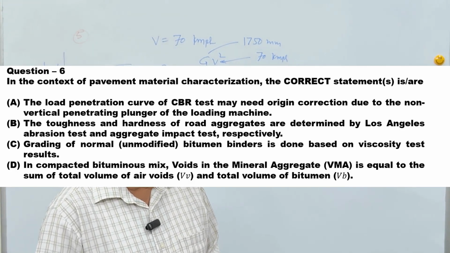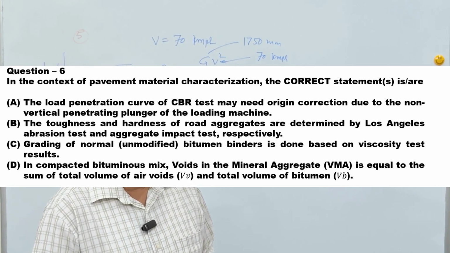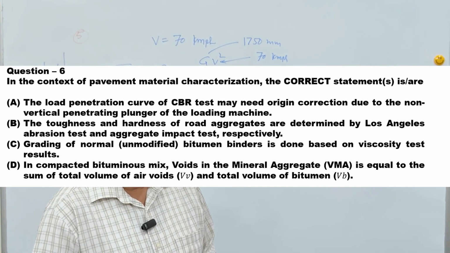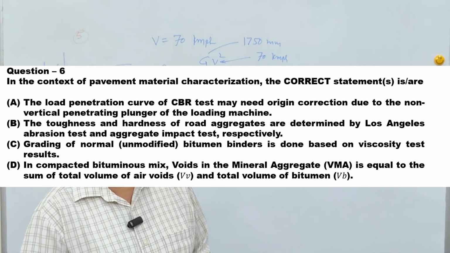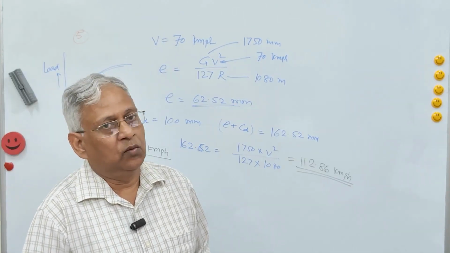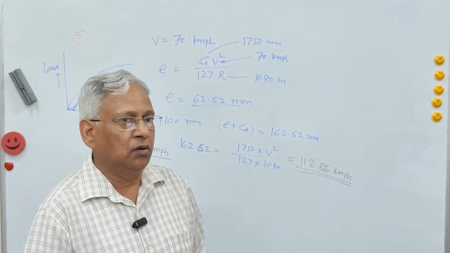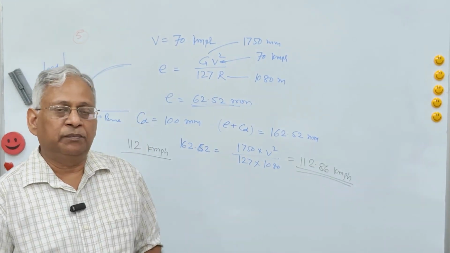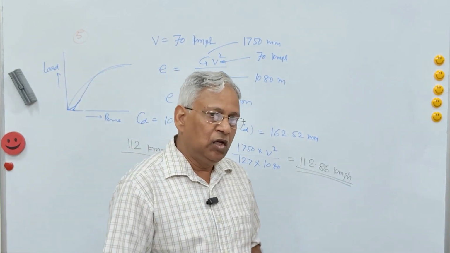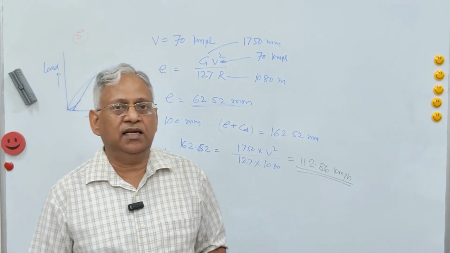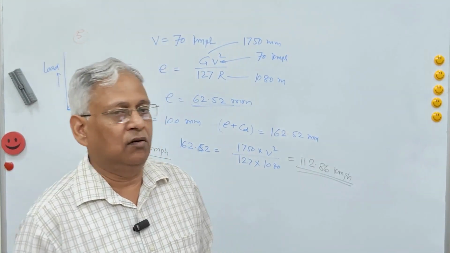D, in compacted bituminous mix, voids in mineral aggregate is equal to sum of total volume of air voids and total volume of bitumen. VMA is equal to VB plus VV. You can watch my video on VMA. This is a correct statement. VMA is composed of total air voids plus total volume of bitumen in the mix. So statements A, C and D are correct. Only B is not correct.